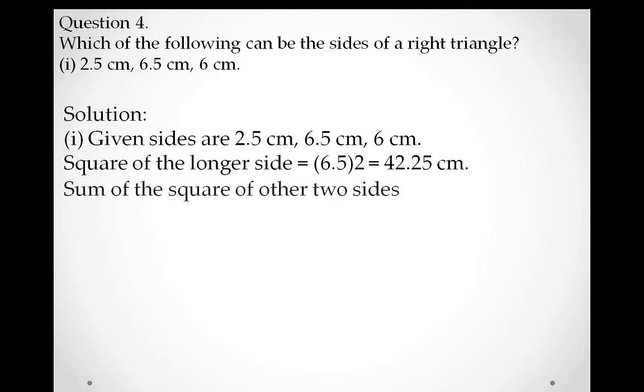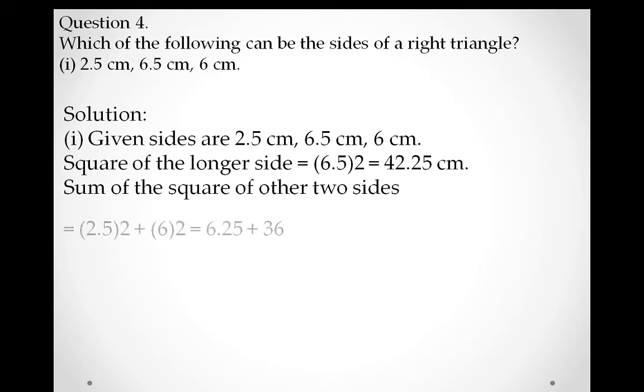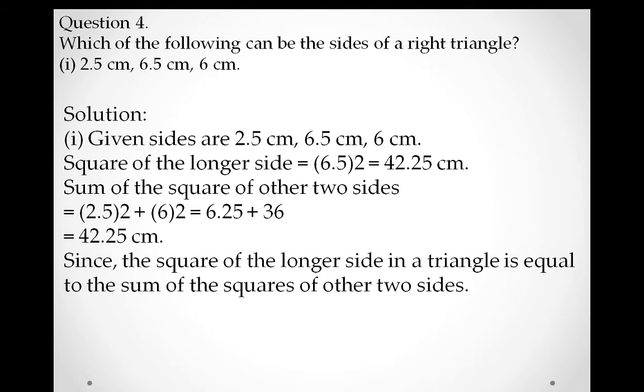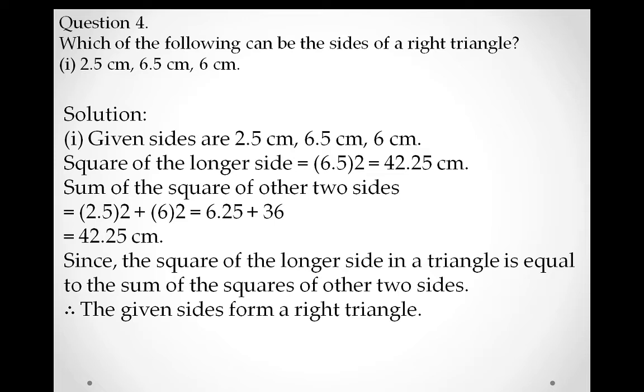42.25 centimeter square. The sum of the squares of the other two sides, so square of 2.5 and square of 6, we have to make addition here. Square of 2.5 is 6.25 and square of 6 is 36, and on addition we get 42.25, which is the same as the square of the longer side. Since the square of the longer side in a triangle is equal to the sum of the squares of the other two sides, hence the given sides form a right triangle.